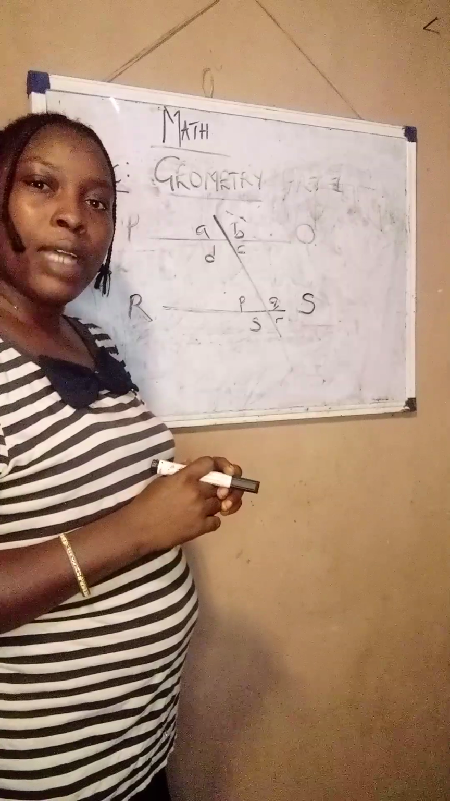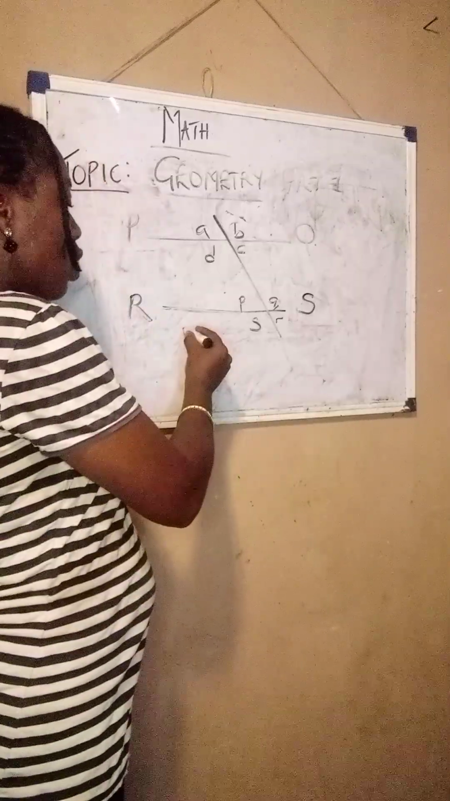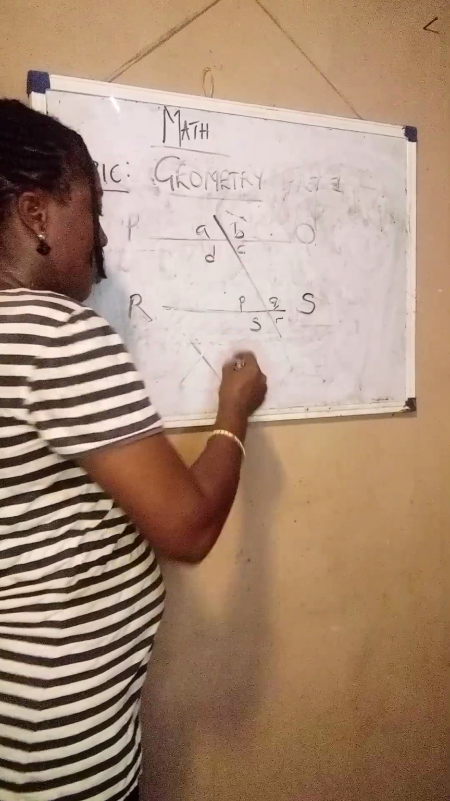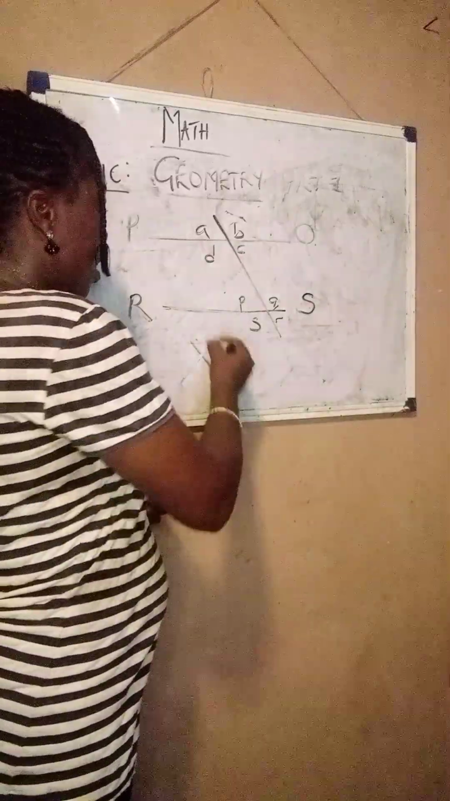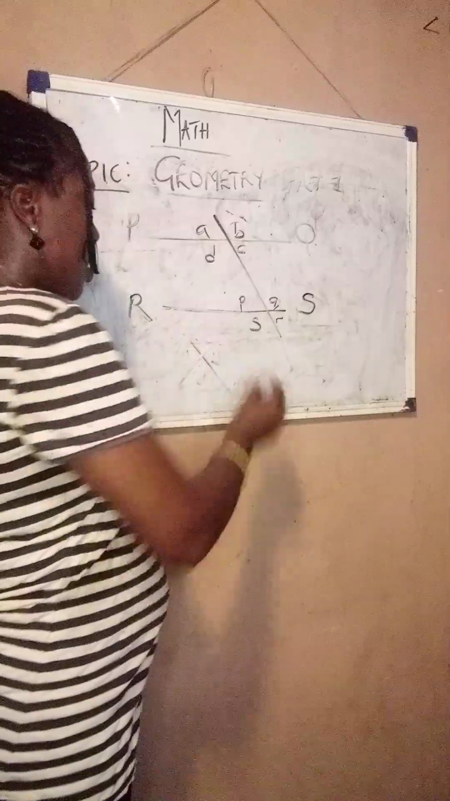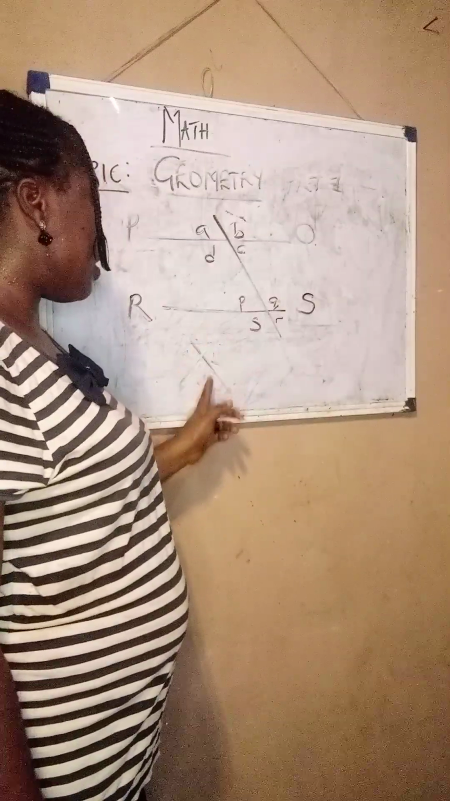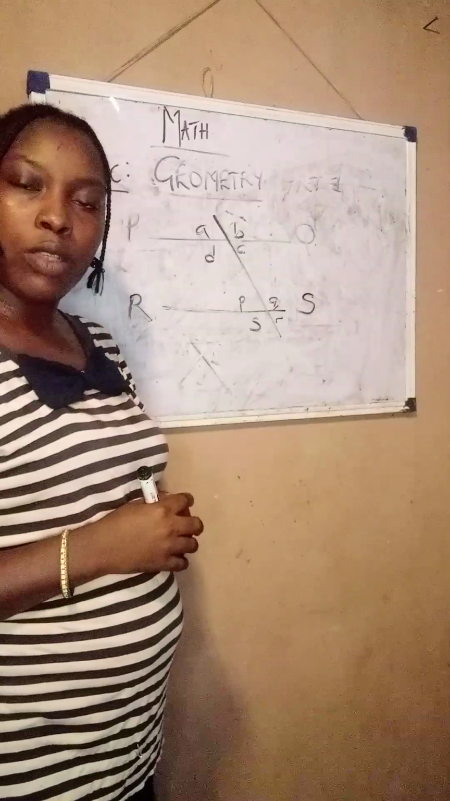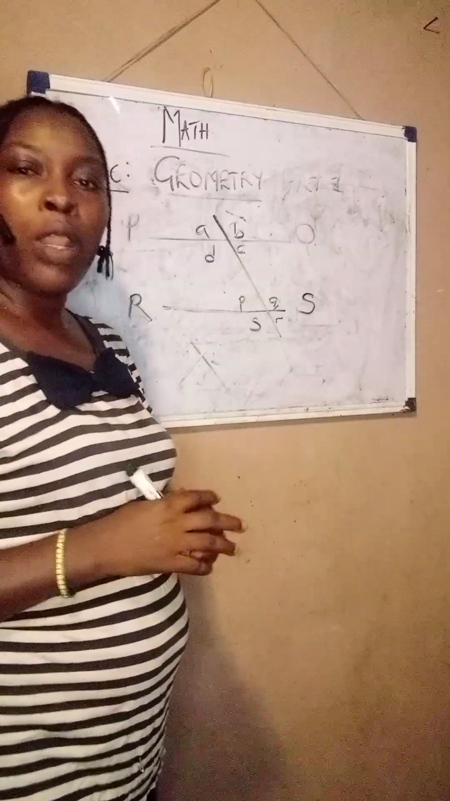And I'm going to add one more additional one. We have what we call the vertical opposite angles, where we have X and Y. We have A and B. The sum of X and Y is the same when it comes to vertical opposite angles.